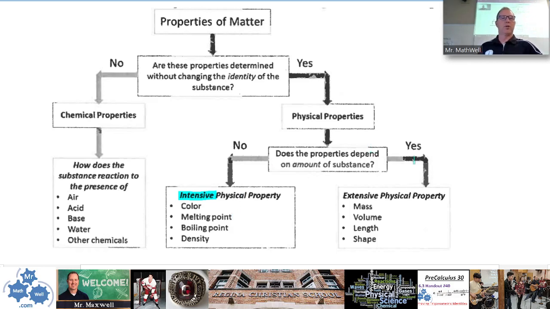Some physical properties that do depend on the amount are called extensive physical properties. If you were to take some of that substance away, change the amount of substance or add to that, these would be physical properties that would be extensive, like mass, volume, length, shape, that kind of thing. Size, right?